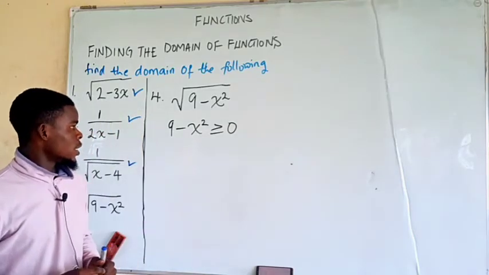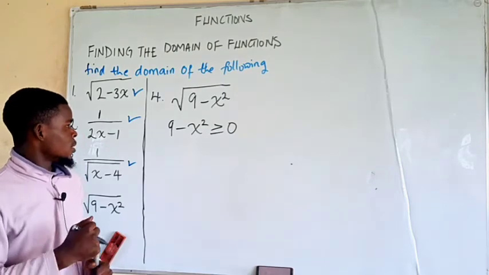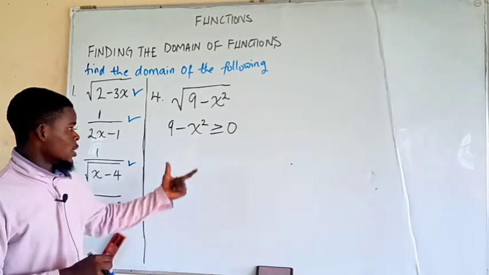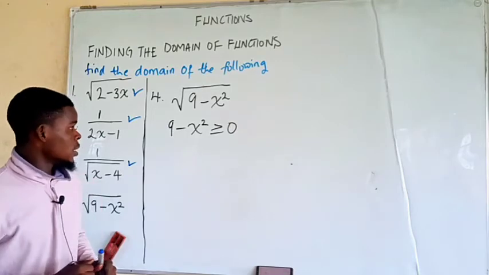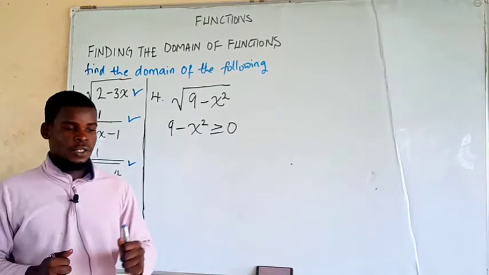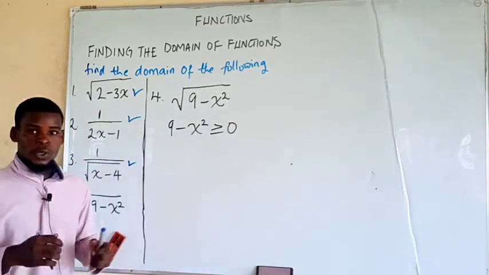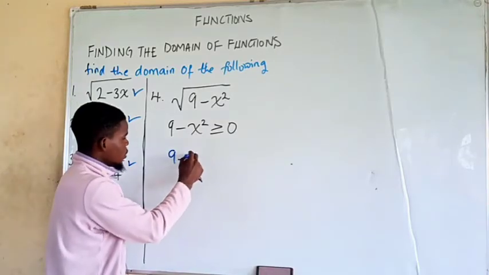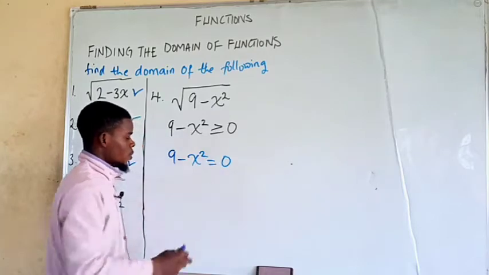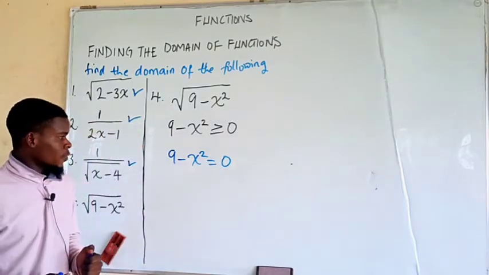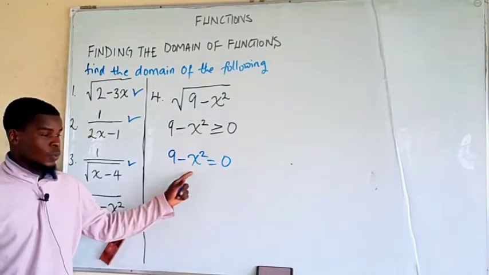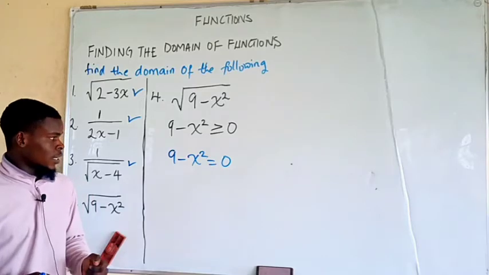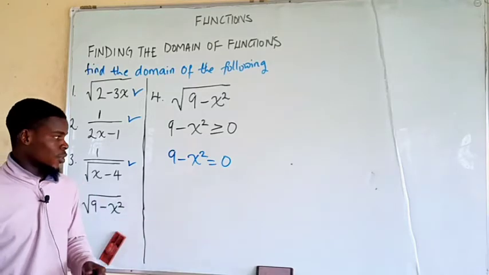What I want to do here is to solve this quadratic inequality. Here we're having a quadratic inequality, and the way I'm going to tackle this is to, first of all, change this inequality sign to an equation. We're going to have 9 minus x squared is equal to 0. I want to solve for the two values of x that will make the left hand side equal to 0 on the right hand side.